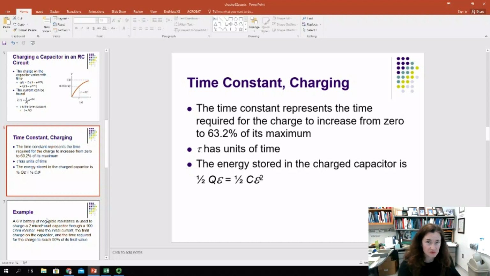If you do multiply resistance times capacitance, you do get units of time. A lot of students are surprised by that, but you should go through the dimensional analysis as a nice exercise.